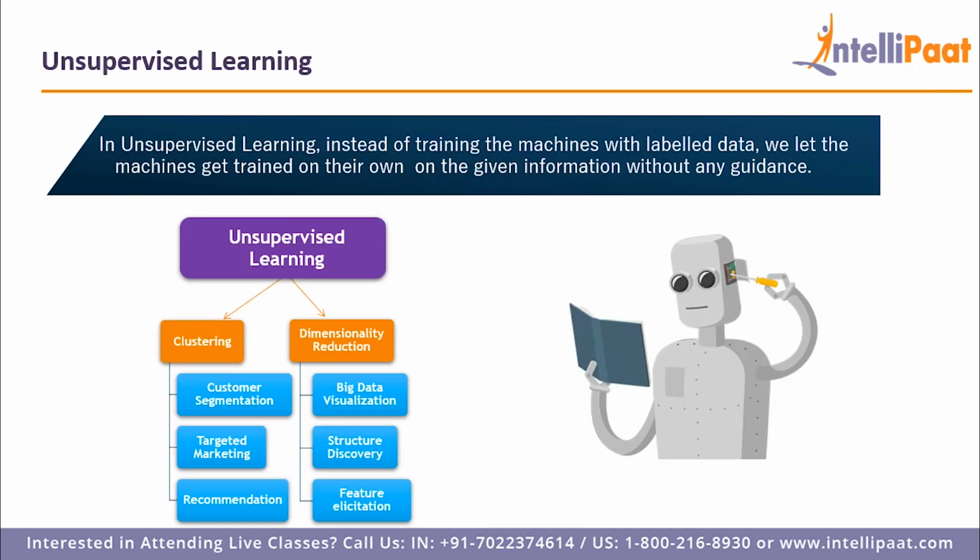So the next category of machine learning is called unsupervised learning. In unsupervised learning, we train the machine on unlabeled data, and our goal is to identify the underlying structure in the data. We have two broad types of unsupervised learning: one is called clustering, and then we have dimensionality reduction. In clustering, we try to find different groups inside the data and the underlying structure of the data.